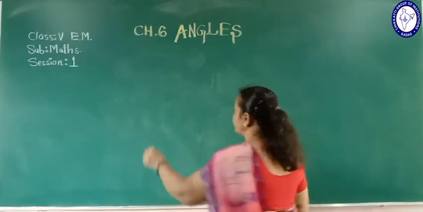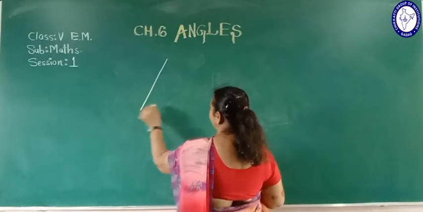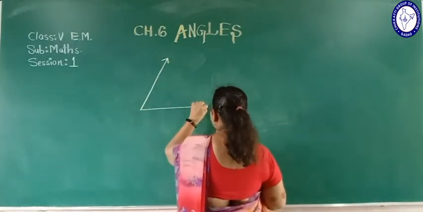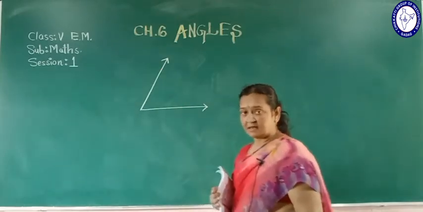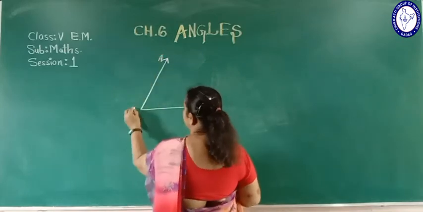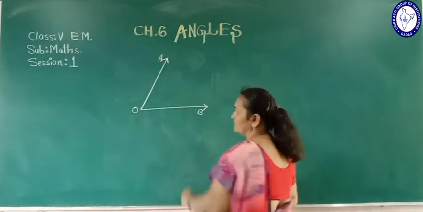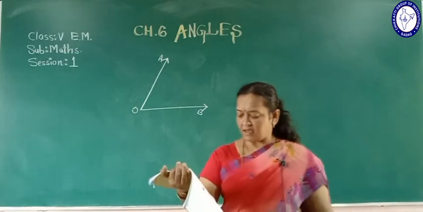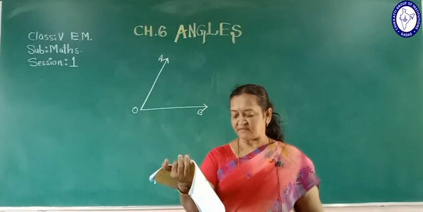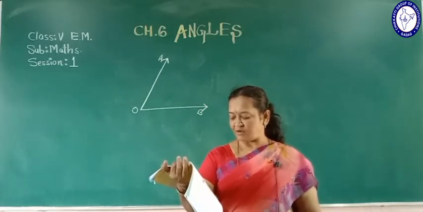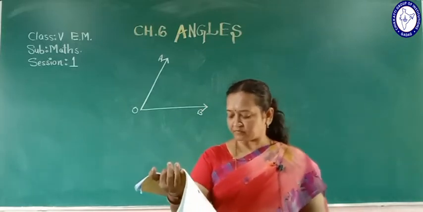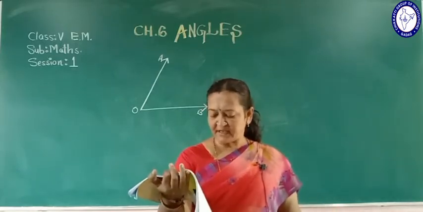Suppose here one angle is drawn. Then these angles are named by capital letters, English capital letters. So here we name A, O, B. Okay. So here OA and OB are the two rays. These are the arms or the sides of the angle. The point O is called the vertex of the angle. An angle is represented by the symbol and denoted by capital letters of the English alphabet.